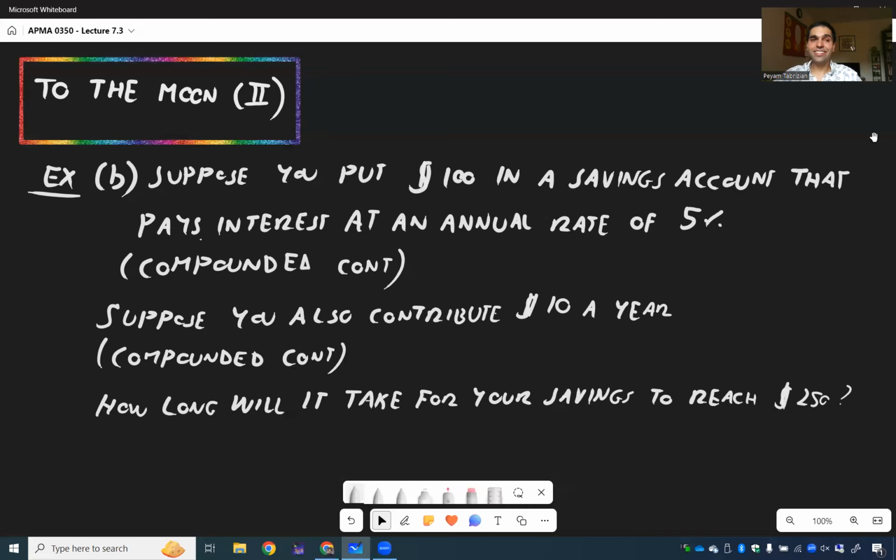All right, this is an exciting continuation of our problem to the moon. So once again, suppose you put $100 in a savings account that pays interest at an annual rate of 5% compounded continuously. And we've seen last time that it would take 18 years for your savings to reach $250.